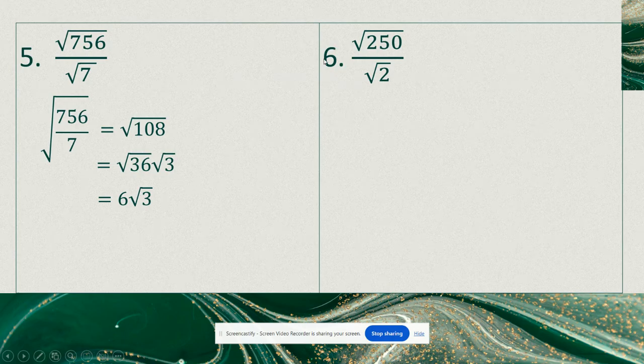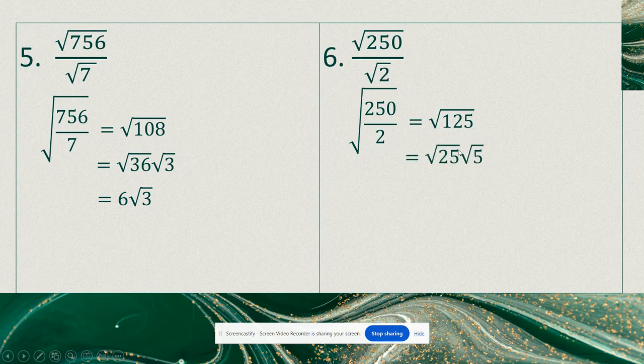For number 6, I have the square root of 250 over 2. Again, I start with numerator and denominator, separate radicals. I know 250 is divisible by 2 because it's an even number, so I'm going to recombine them to see if I can reduce it, and of course I can. I get the square root of 125. Hopefully we know that 25 is a perfect square that goes into 125. Think of quarters, think of money. So I get the square root of 25 times 5. The square root of 25 is just 5, so I would have 5 root 5 as my final answer.